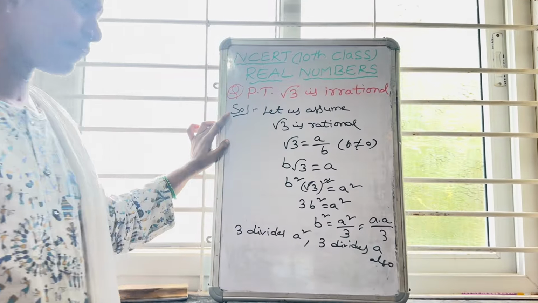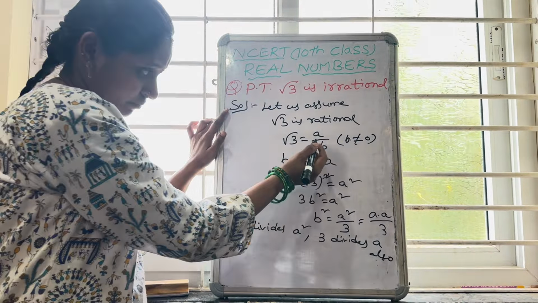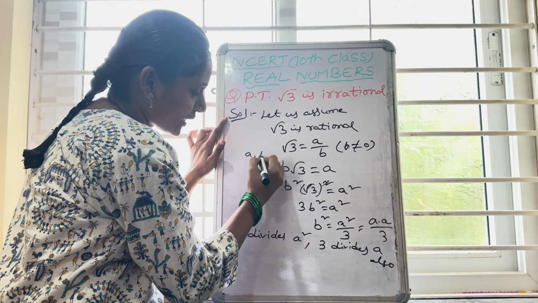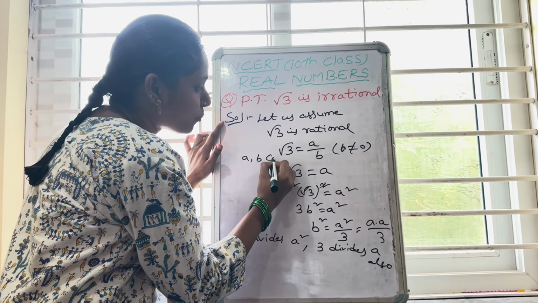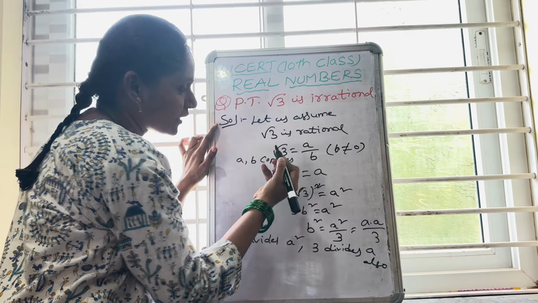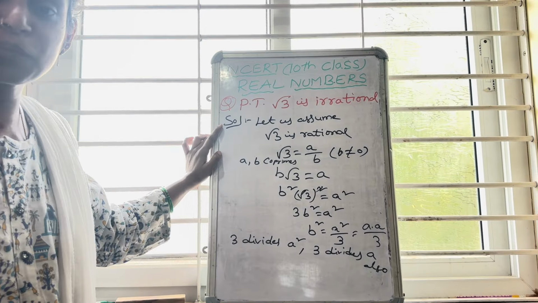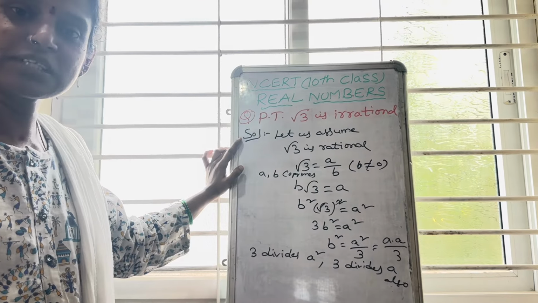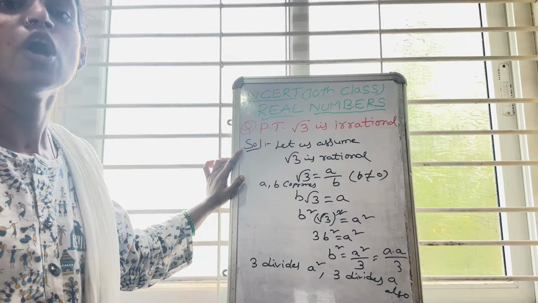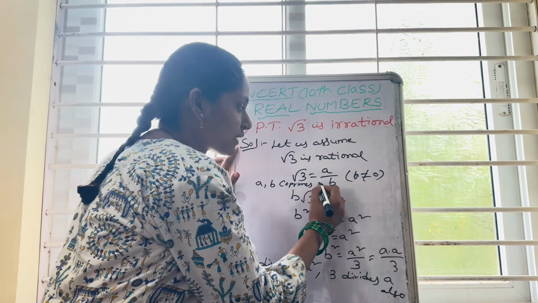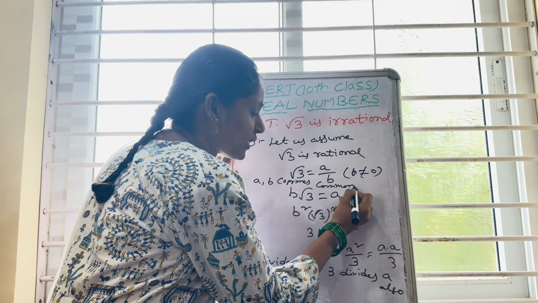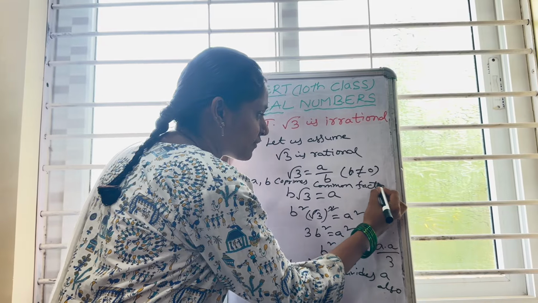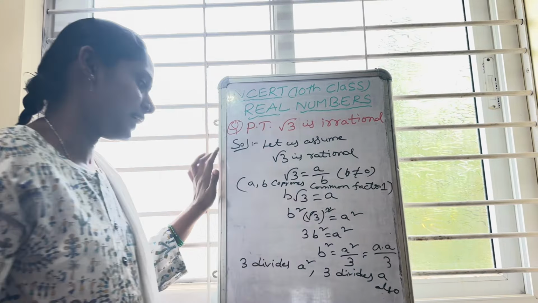Here, what I am saying is, a and b are co-primes. Here I am taking co-primes, relative primes. What is the definition of co-prime? The two numbers which have only the common factor 1. 1 is the common factor.